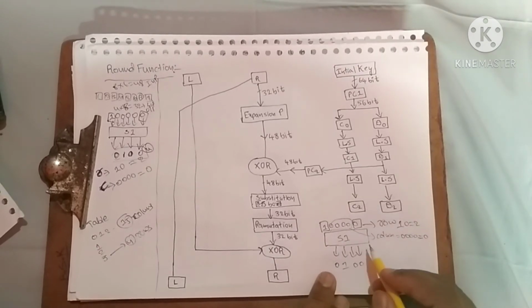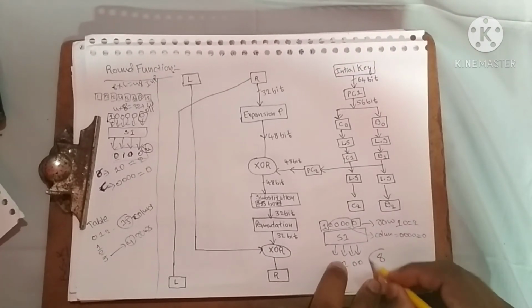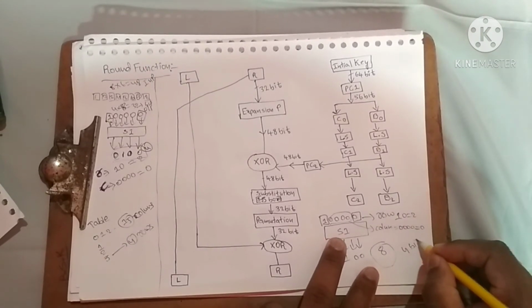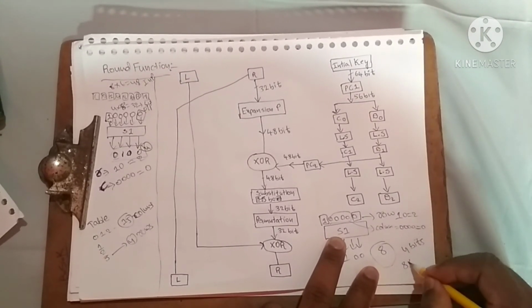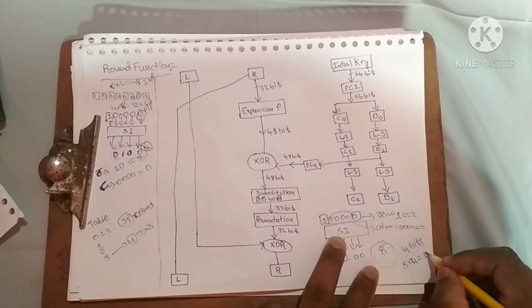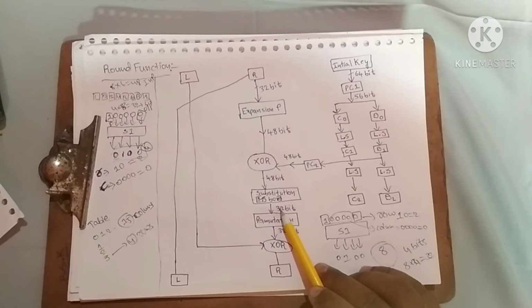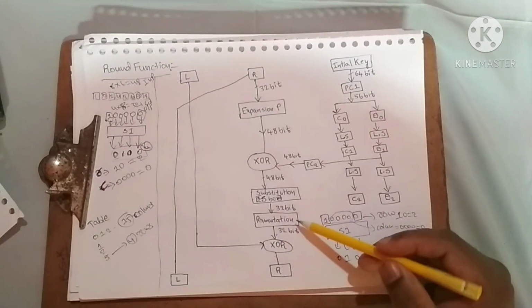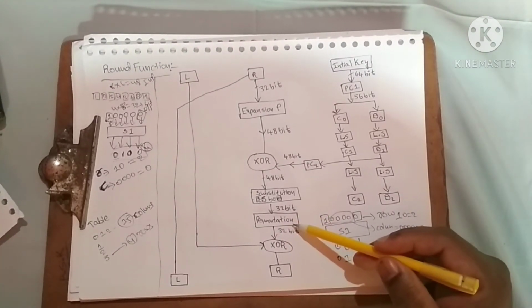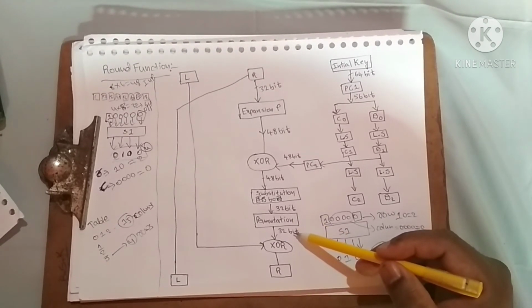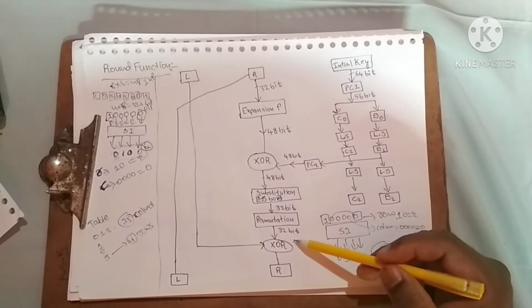So like this we have 8 S boxes. Each one gives 4 bits as output. So 8 into 4, 32. The 32 bit output will be here. Okay, then it will be taken as input by a permutation, which rearranges the order. This is the role of the permutation. 32 bits will be rearranged and given as output.